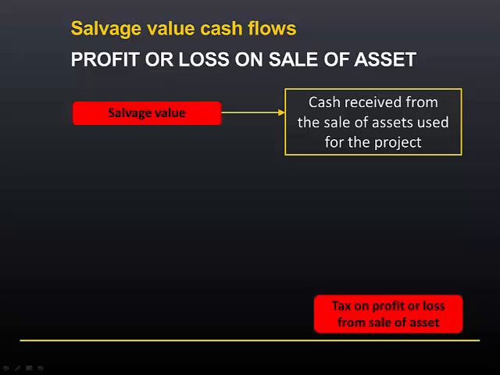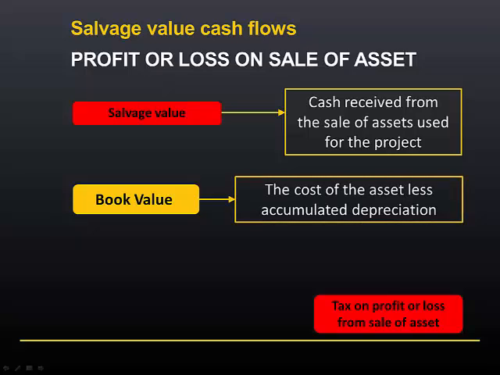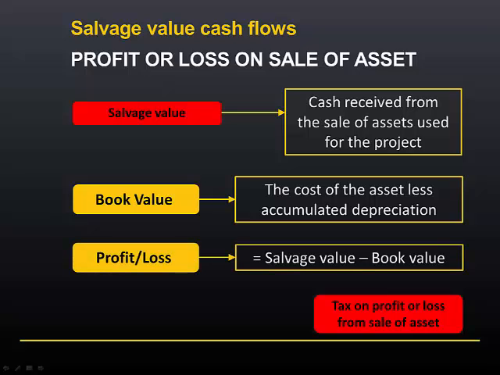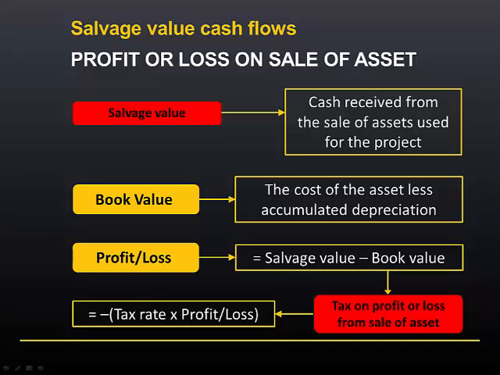And in order to calculate that tax, we need to remind ourselves of the definition of book value. The cost of the asset less accumulated depreciation. The examples that we used in the module on depreciation all involve depreciating the asset down to a book value of 0. But whether or not that's the case, we need to consider what the book value is in determining any tax. The profit or loss from the sale of an asset is equal to the salvage value minus the book value.